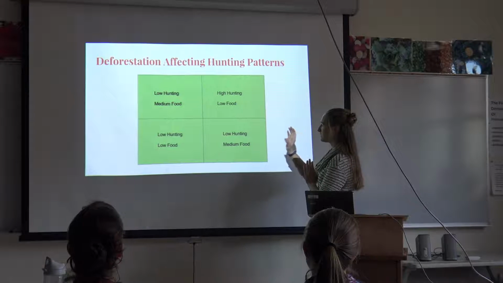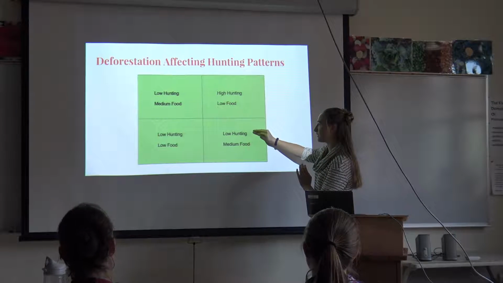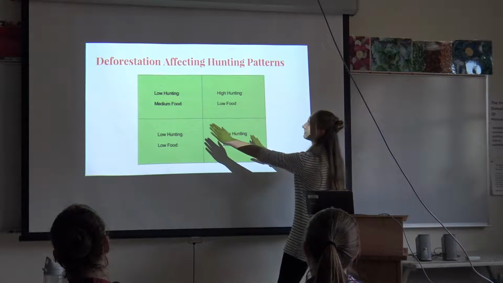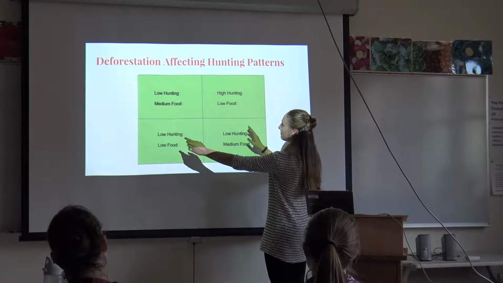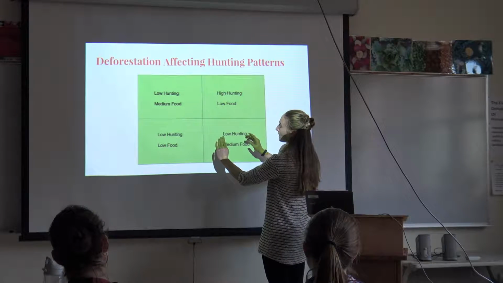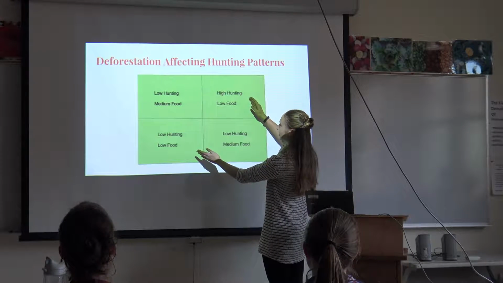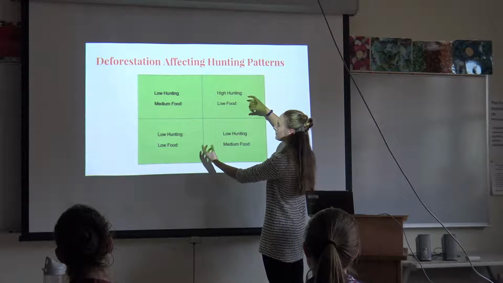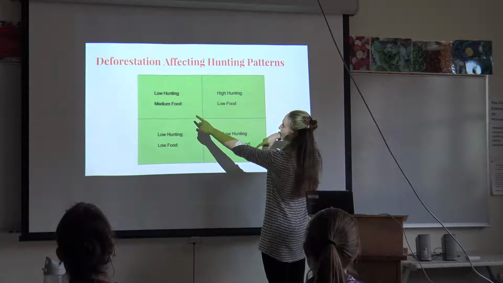So if the animals lived in this hunting area with low hunting and medium food, and this was their primary living area, they would want to live in an area similar to it. But in order to do that, they would either have to cross through low hunting and low food, and high hunting and low food. So these two areas are not livable because they have low food. So they definitely want to get to here.